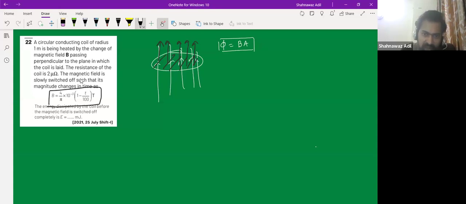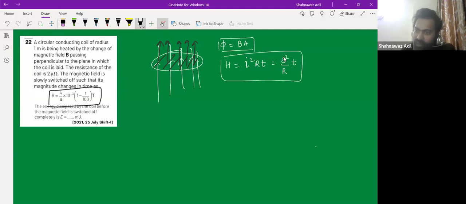And we have to find out the energy dissipated by the coil before the magnetic field is switched off. We know energy is I square RT, or this is E square by R times T. We can use any formula. So we have to find this EMF, and from this EMF we can find the energy. So we have to find E. Time is also not given.